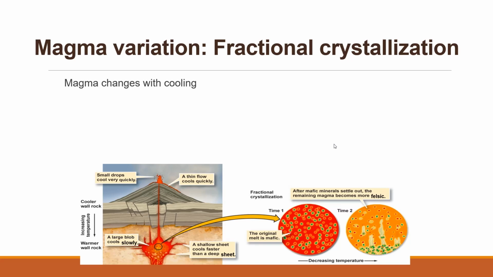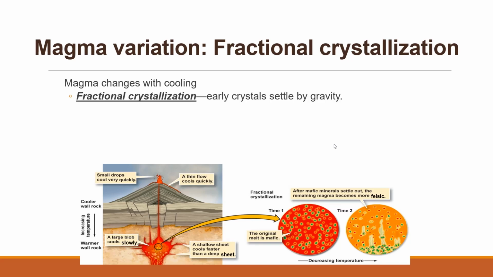Fractional crystallization is the opposite of partial melting, so magma will change as it cools. With partial melting, the first things that will melt will be the silica rich things because they have a lower melting temperature, they're easier to melt. With fractional crystallization, the first solids that will come out of the magma will be the things that are silica poor because they have a high melting temperature. They are hard to melt, they are easy to freeze. So once we start cooling the magma down just a little bit, it can no longer keep those things molten, so they will come out first.